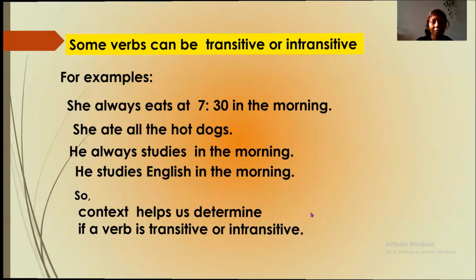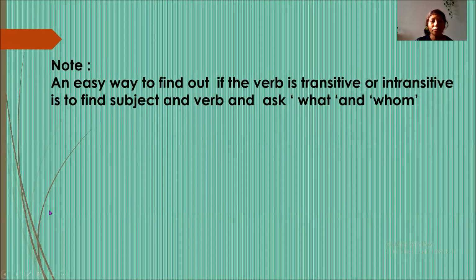Okay, note. An easy way to find out if the verb is transitive or intransitive is to find the subject and verb and ask what and whom. Whether this is transitive or intransitive, to find out, just ask with what and whom. They are the words to find out the objects. If the verb takes an object, that is transitive. If the verb does not take an object, that is intransitive.